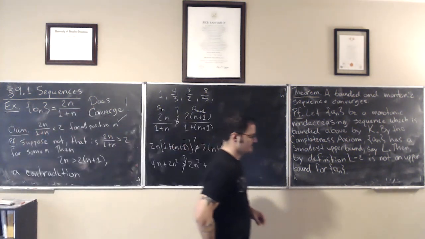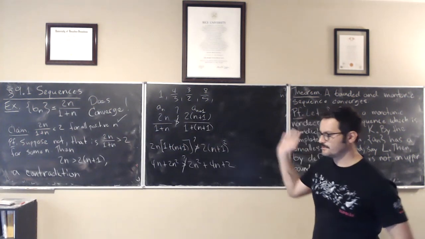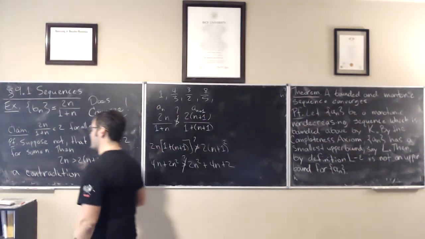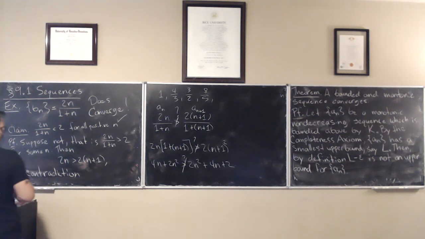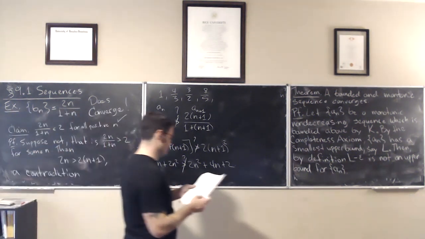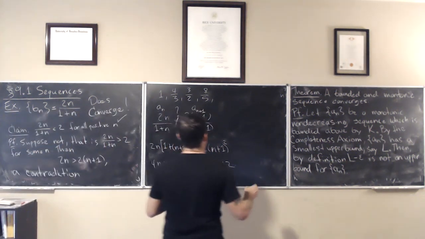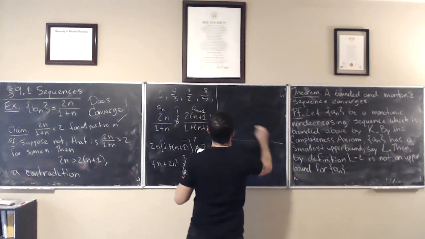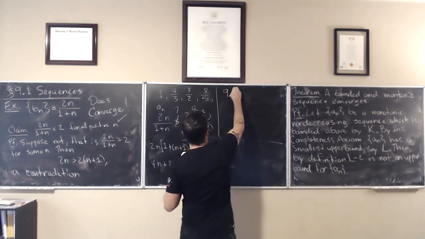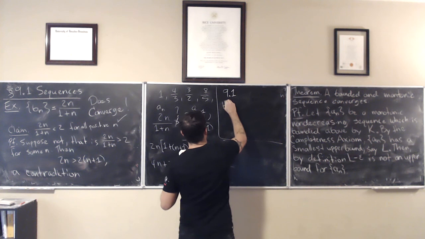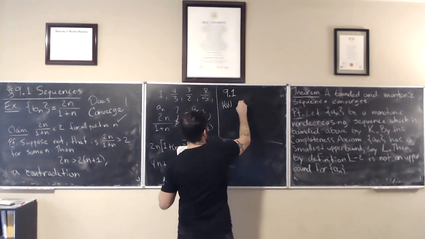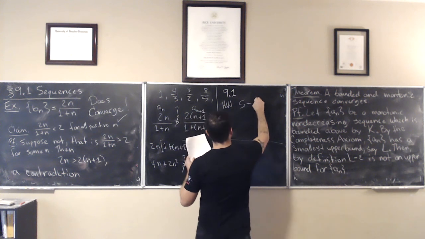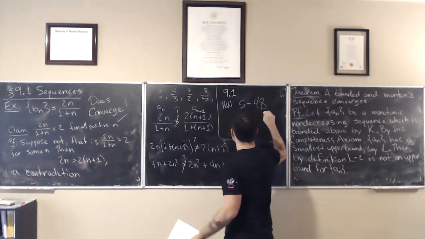And then there are all sorts of examples in the textbook that you're going to have to read. You will most definitely need to read this section, section 9.1. As far as suggested homework problems, for 9.1 homework, all I have is 5 through 48.